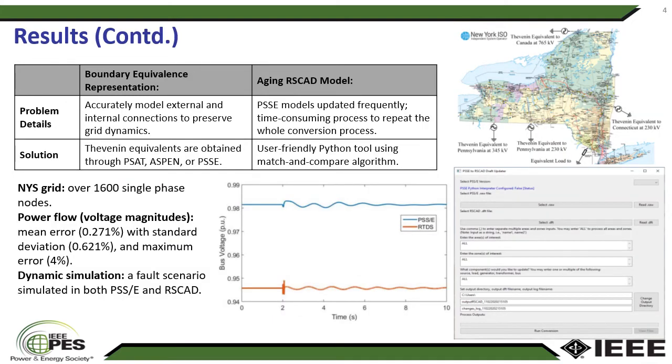Another problem we faced is the boundary equivalent representation. In order to preserve the grid dynamics between the New York State grid and other states and countries, we use the Thevenin equivalent at the boundary buses to represent these dynamics. The Thevenin equivalents can be represented and calculated through several platforms, such as BSAT, Aspen, or PSS. The following figure shows the equivalent loads and Thevenin sources for those connections.